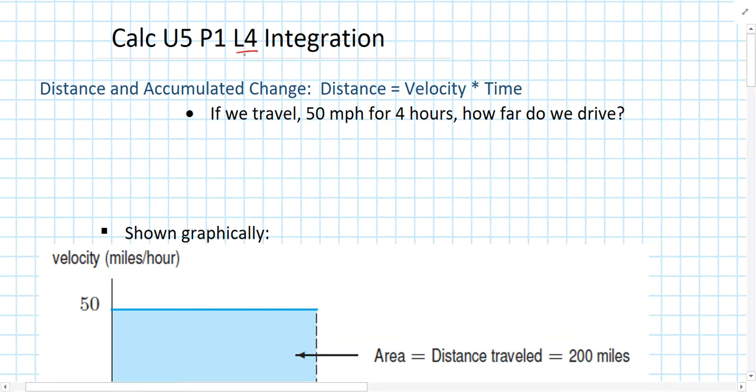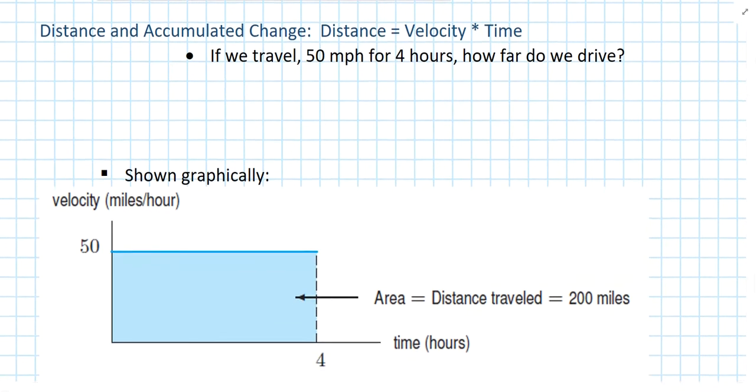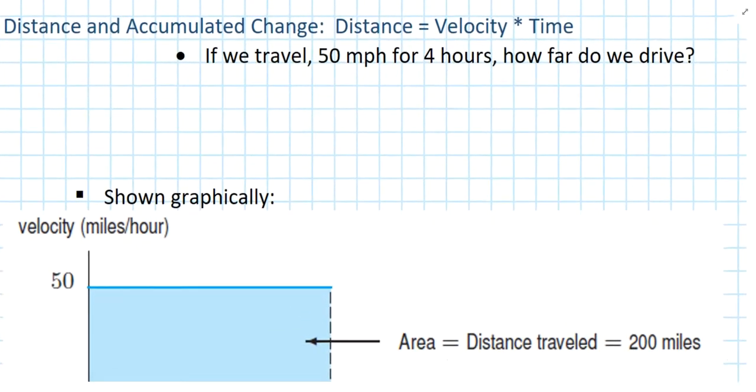This is the fourth lesson in the first part of Unit 5 for our calculus class. And in this video, we're going to talk a little bit more about antiderivatives and how they can be used in the real world. So here's a question, not really calculus related, but one that's going to get us started here. If we travel at 50 miles per hour for 4 hours, how far do we drive?